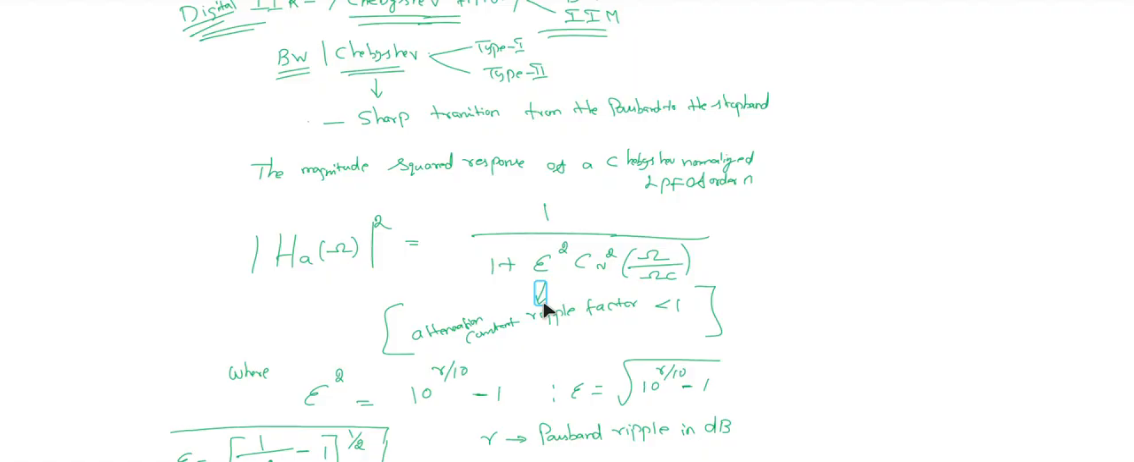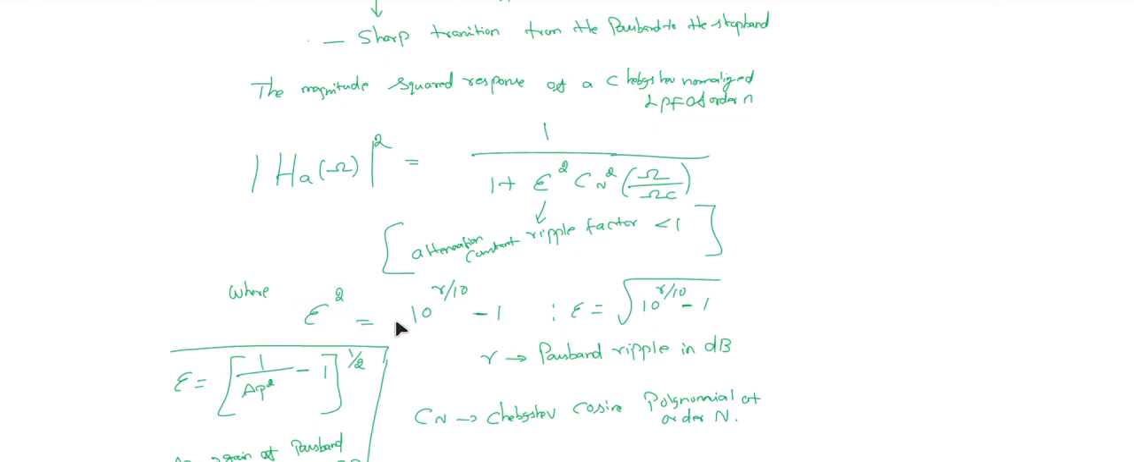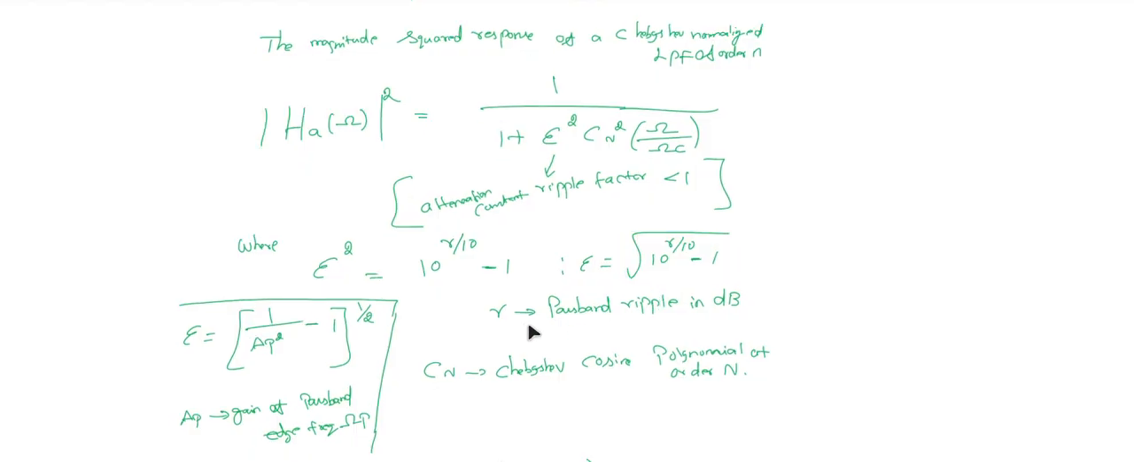This is the attenuation constant, the ripple factor, which is real and less than 1. The epsilon square can be written in terms of dB. So epsilon squared is 10 to the power of passband ripple divided by 10, minus 1. So epsilon is equal to the square root of 10 to the power of passband ripple by 10, minus 1. Here gamma is the passband ripple in dB, where Cn is the Chebyshev cosine polynomial of order n.